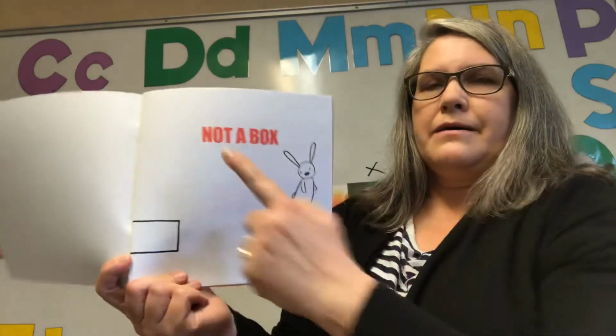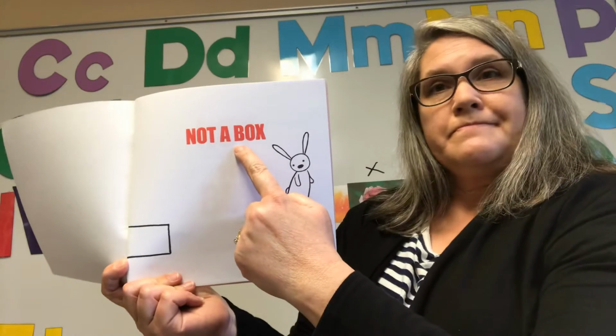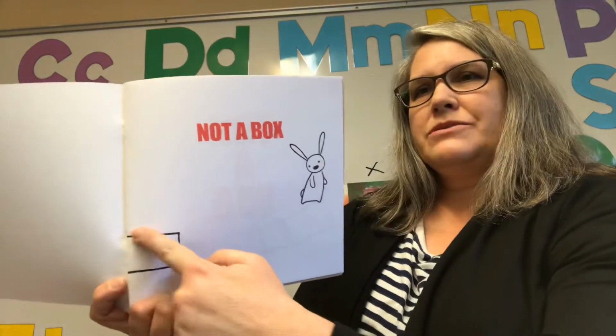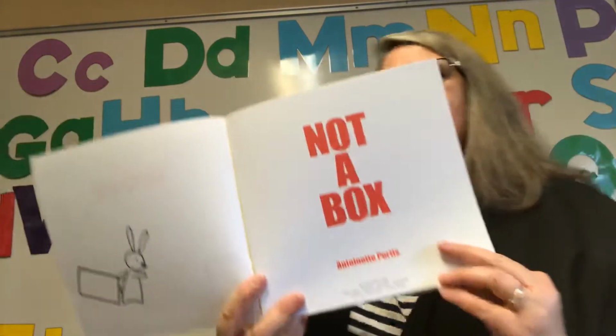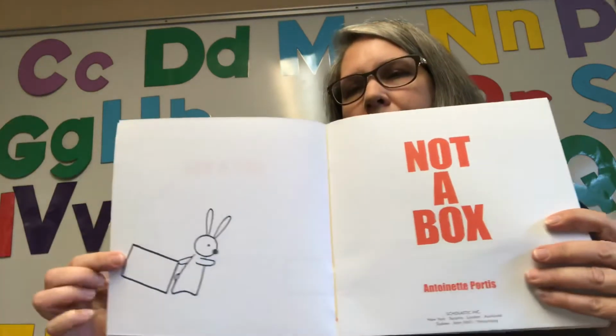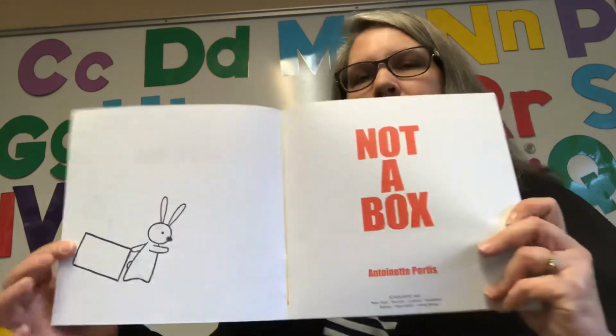Not a, what's that word? Box. And here's his rectangle. That's his box right down there. And here he is over here. Do you see him? Looks like he's dragging his box along.